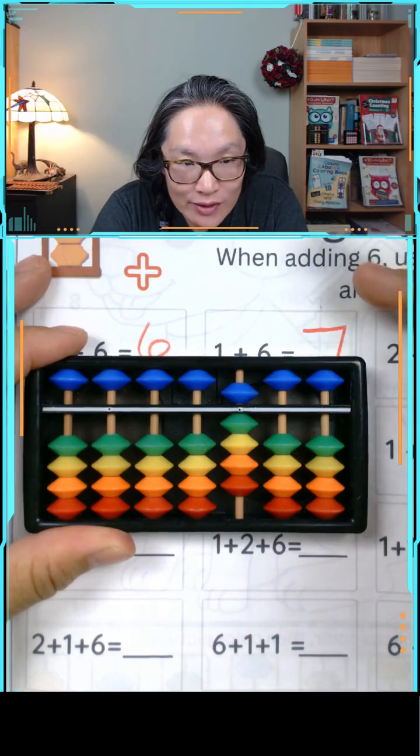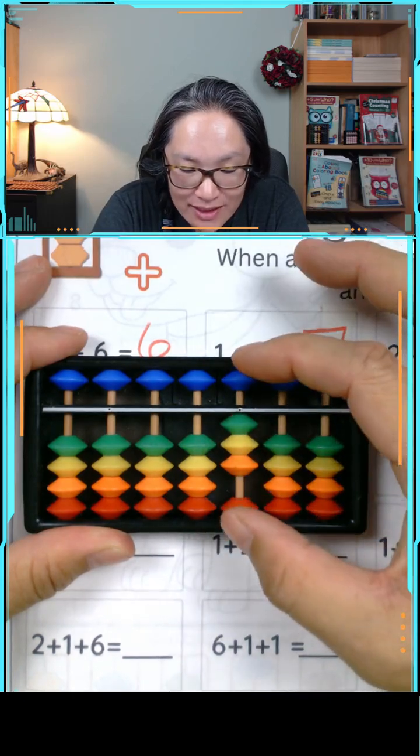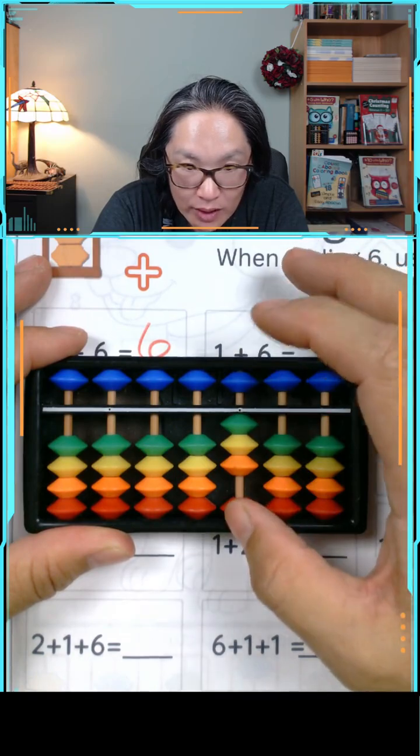So our final answer is 9. When we're looking at it, we're going to add the 6. When we add the 6, it's 1 beat on top, 1 beat on the bottom, and we add the 6.